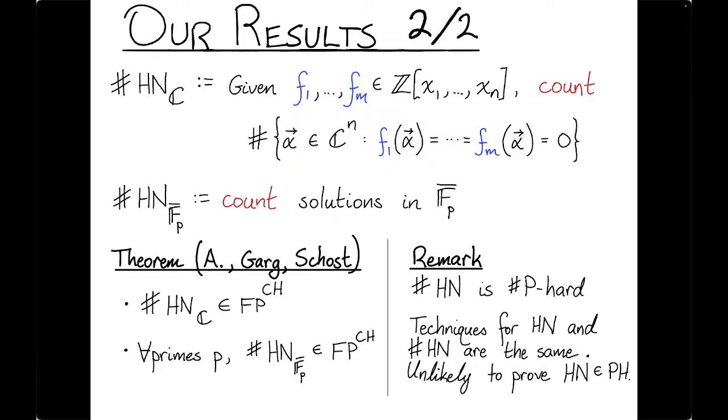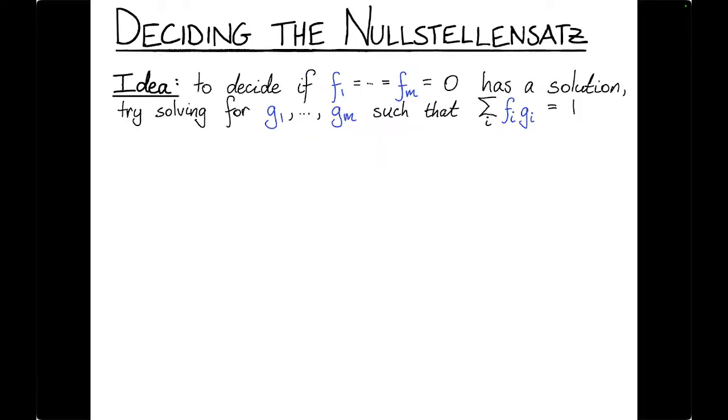As long as you take whatever domain you're starting with, you take its field of fractions, you take its algebraic closure. That's it. Okay. So now I want to tell you a little bit about the algorithm and how we do this. I won't give you many details, but I want to just give you a picture. So how would you decide the Nullstellensatz?